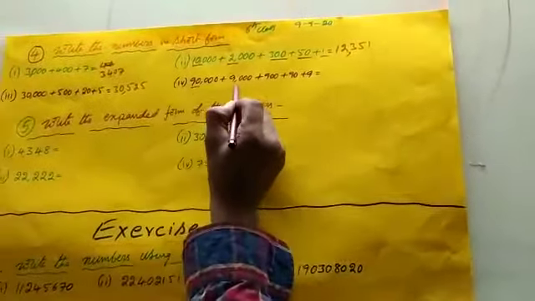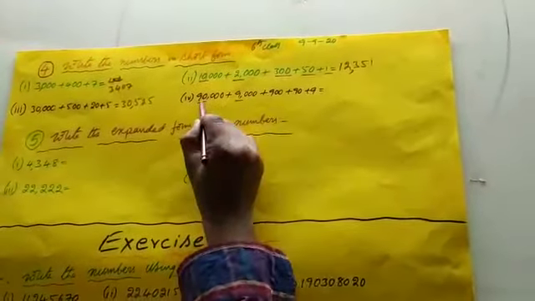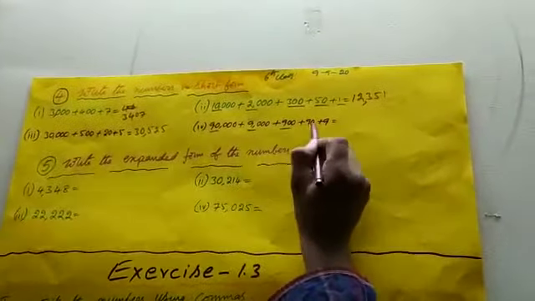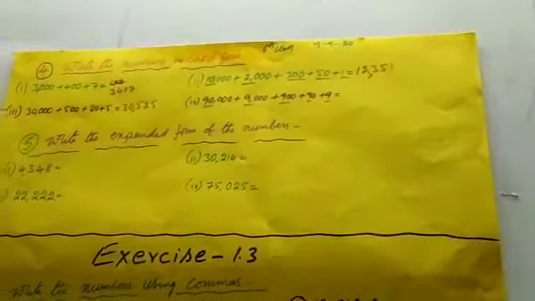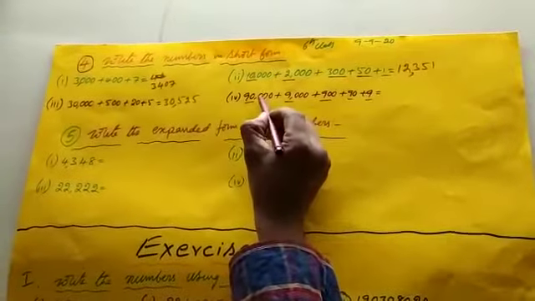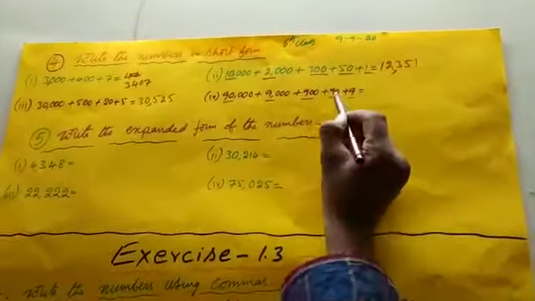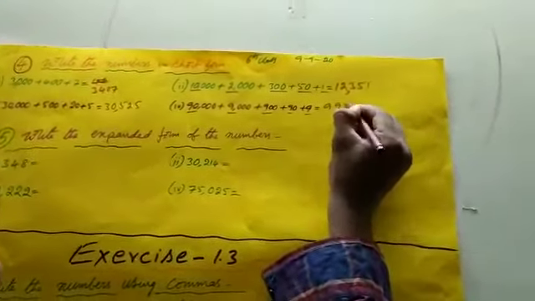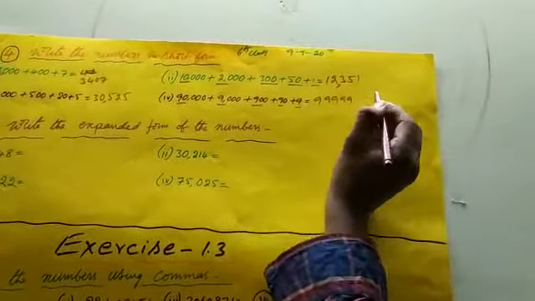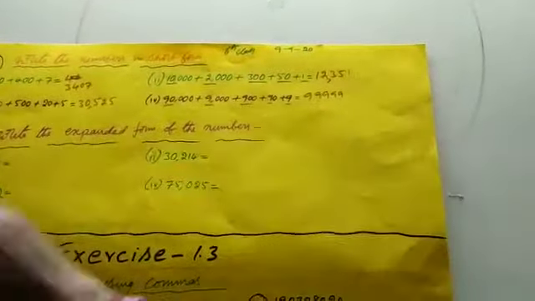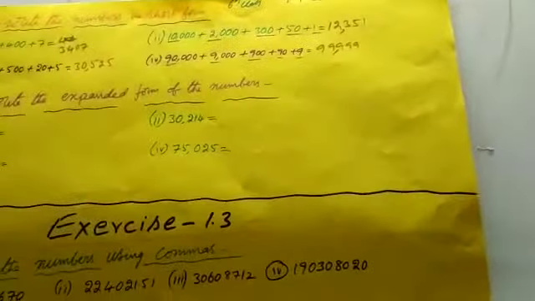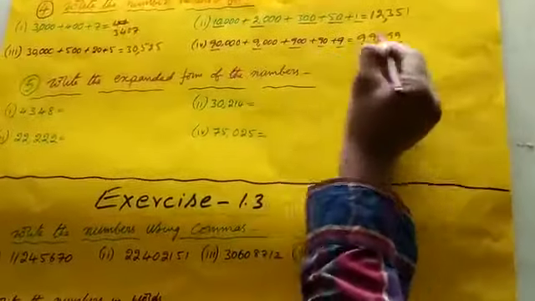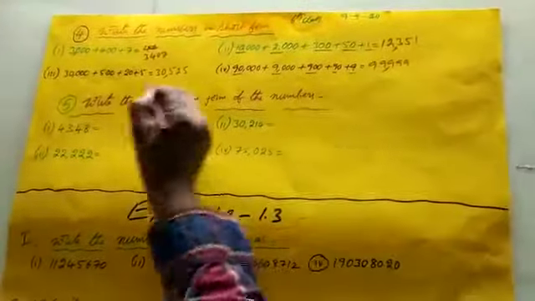Therefore, 90,000 and 9,999. Okay, how many places? 1, 2, 3, 4, 5. How many nines? 1, 2, 3, 4, 5. Five nines. This is 99,999, the short form of the expanded form.